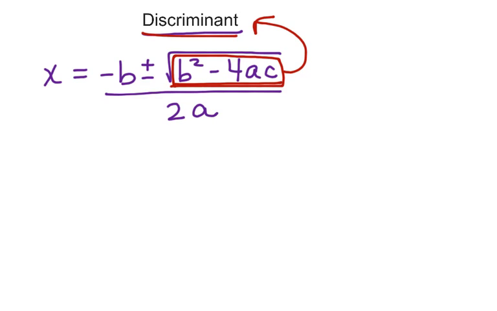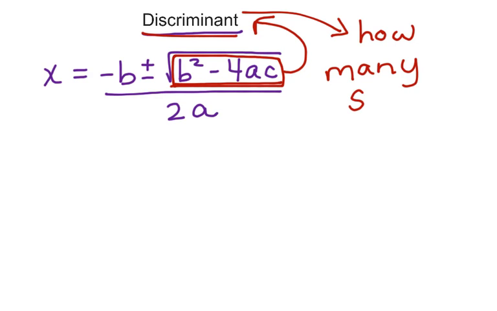Based on what that number is, we can figure out how many solutions. So a discriminant helps us to know how many solutions or how many x-intercepts there will be for an equation or when we graph a parabola.